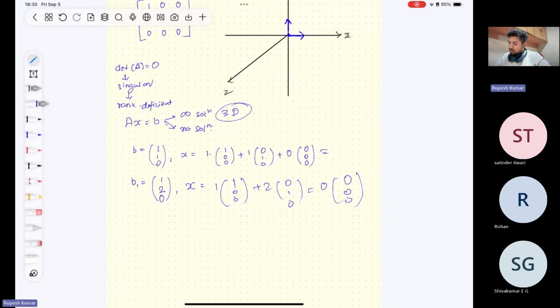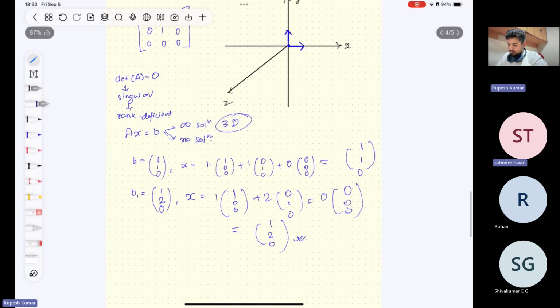So this vector is essentially 1, 1, 0, and this x is essentially 1, 2, 0, right? These are completely different vectors. Fine. Yeah, got it. So this is not the case, right? This you can't do.